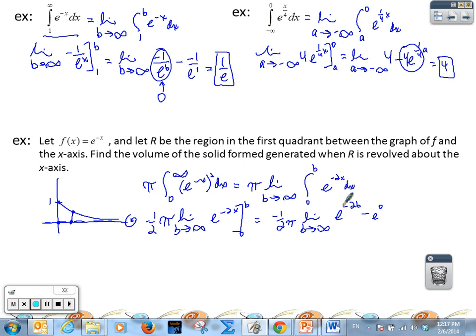Now I'm not going to rewrite it. I want you to kind of consider this just in your head. This is a negative exponent, so I think we understand it's in the denominator. And I'm going to put larger and larger numbers down there. So this is going to tend to 0. And I'm going to be left with my negative 1/2 pi times, this is going to be a negative 1. And then I simplify that and I get 1/2 pi is going to be the volume of that solid. Okay?